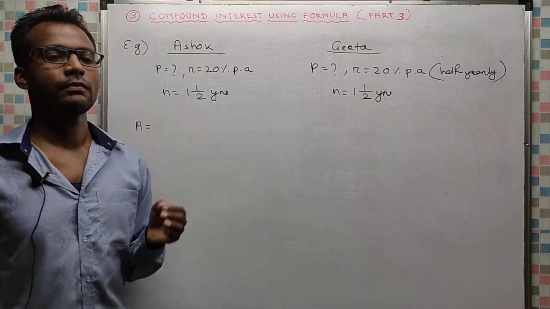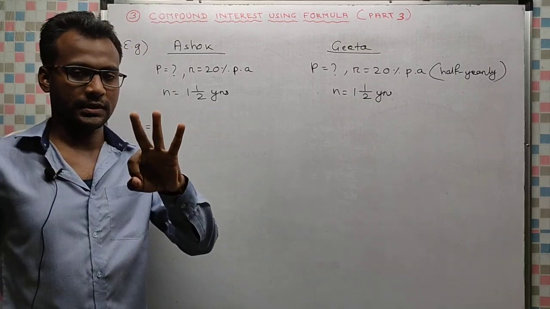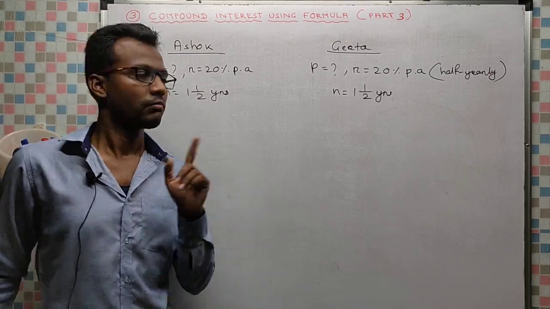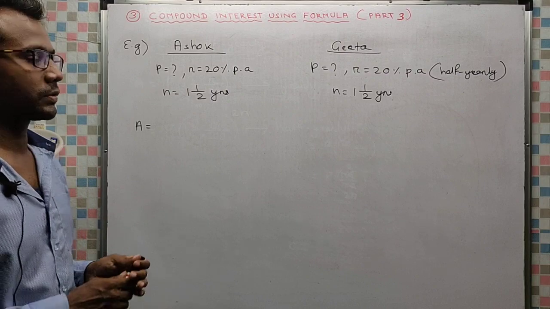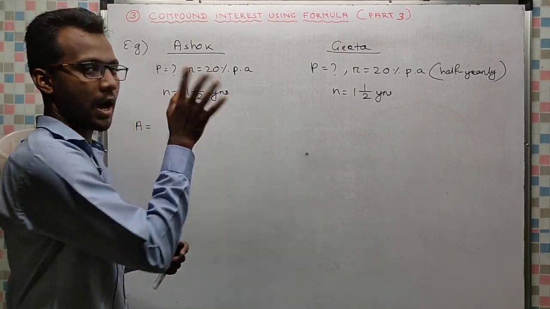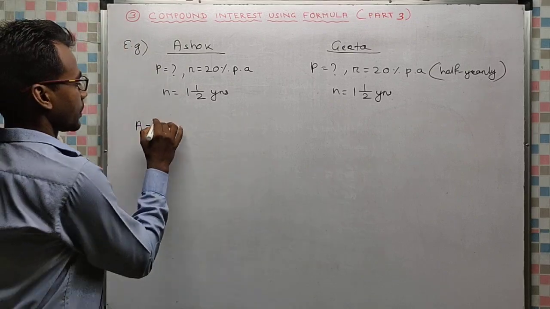If 1, then we can use the formula P into 1 plus R by 100 power 1. If time would be 3 years, then we could have used the formula P into 1 plus R by 100 power 3. But this is 1.5 years. So we have to separate. First we have to calculate for 1 year, then we have to calculate for half year. We can have a direct formula for this.